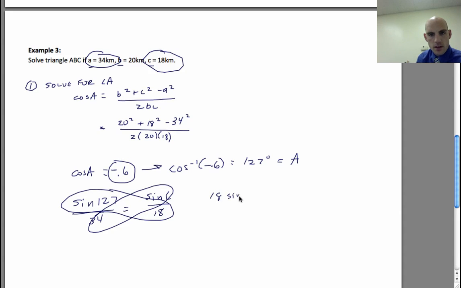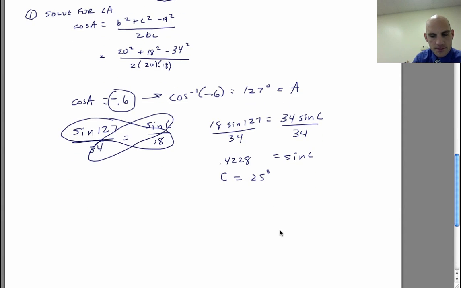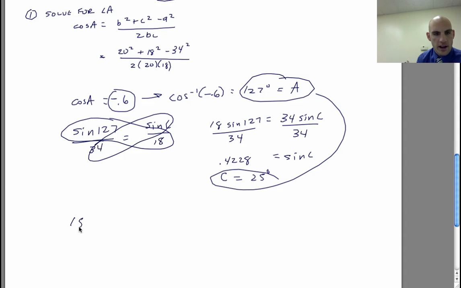When we cross multiply and divide, I have 18 sine of 127 is equal to 34 sine C. I divide by 34 on both sides, and I end up with the sine of C is equal to 0.4228. I do the inverse, so I get C is equal to 25. And when I scroll down, I have A is 127, C is 25, so 180 minus 127 plus 25 is equal to 28 degrees, which is B.